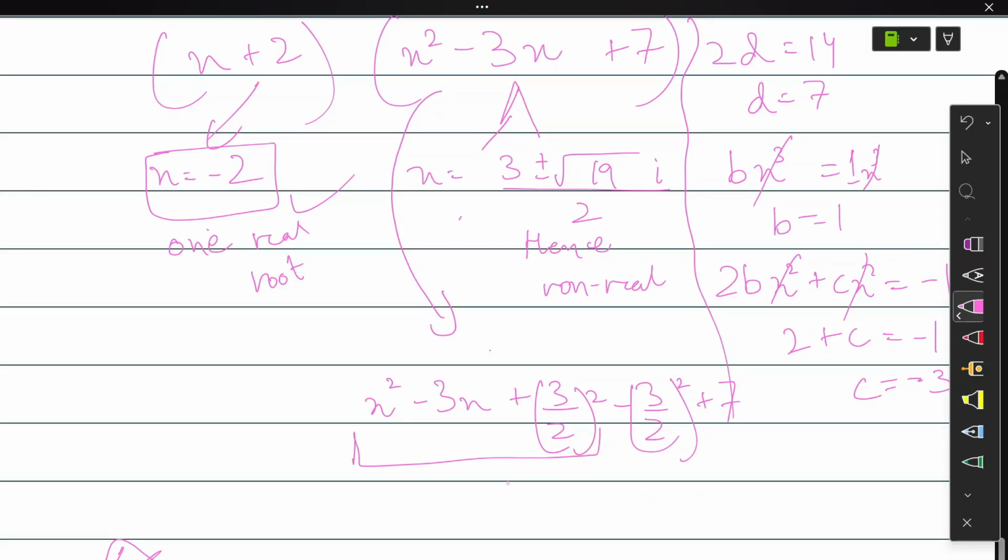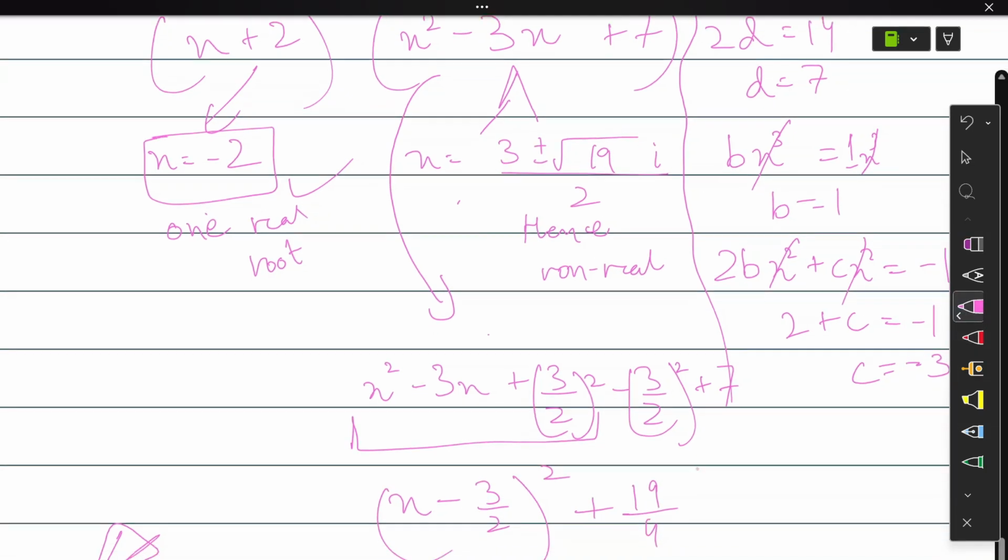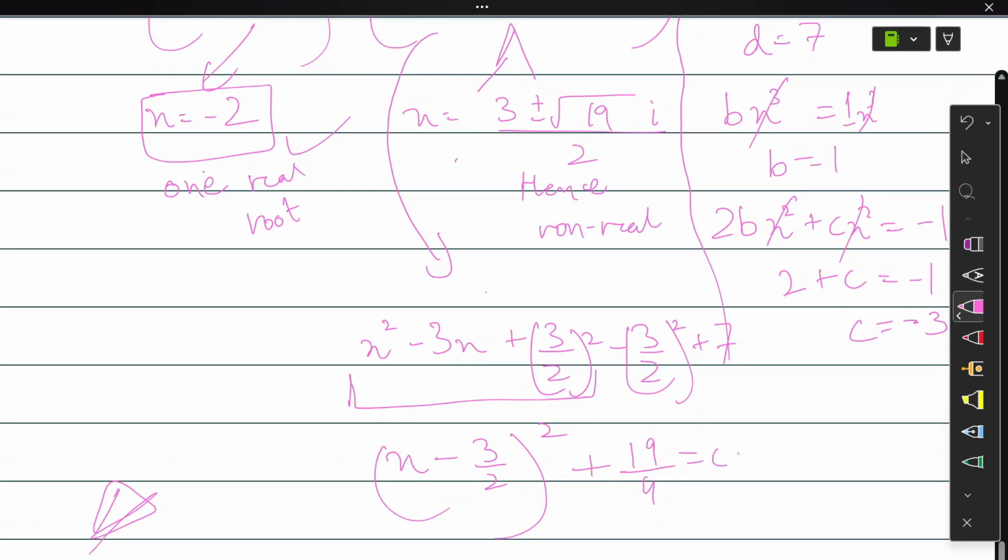This turns into our standard form: x minus 3 over 2 whole square, and then minus 9 over 4 plus 7. That turns into what? 4 7s are 28, 28 minus 9 is 19, so plus 19 over 4. ठीक है, equate that to 0, and if we do this, 19 over 4 minus 19 over 4 हो जाएगा.